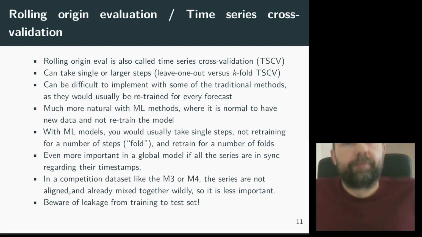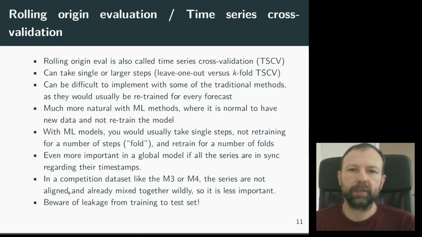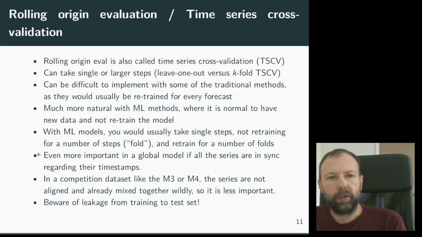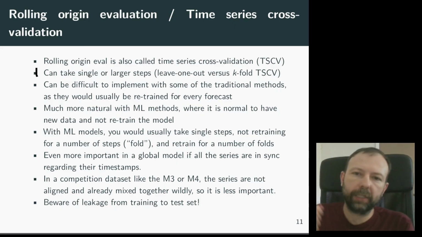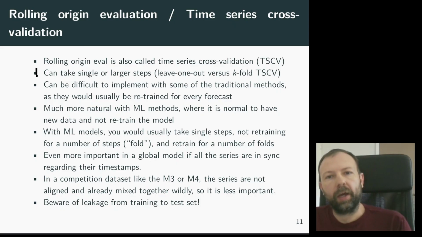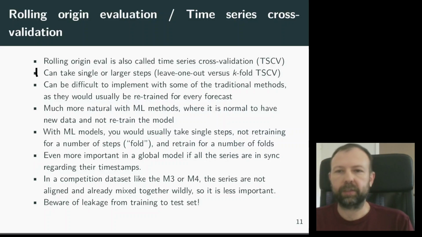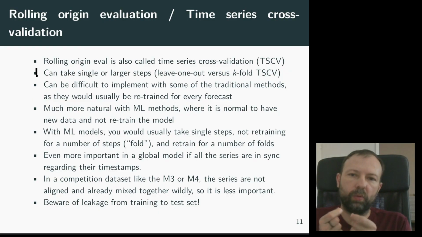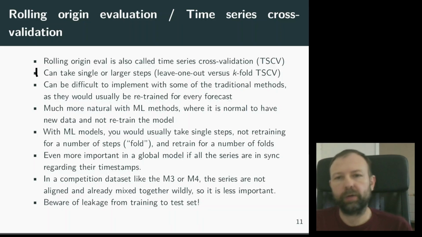Okay, and now on the other hand, the rolling origin evaluation, this is also sometimes called time series cross-validation, right? So if you read time series cross-validation, that's rolling origin evaluation. The main difference is that rolling origin evaluation usually means you do single steps, right? And that would be the same as leave-one-out time series cross-validation, but then there's obviously also k-fold time series cross-validation, where you do not change the origin in single steps, but in bigger steps.